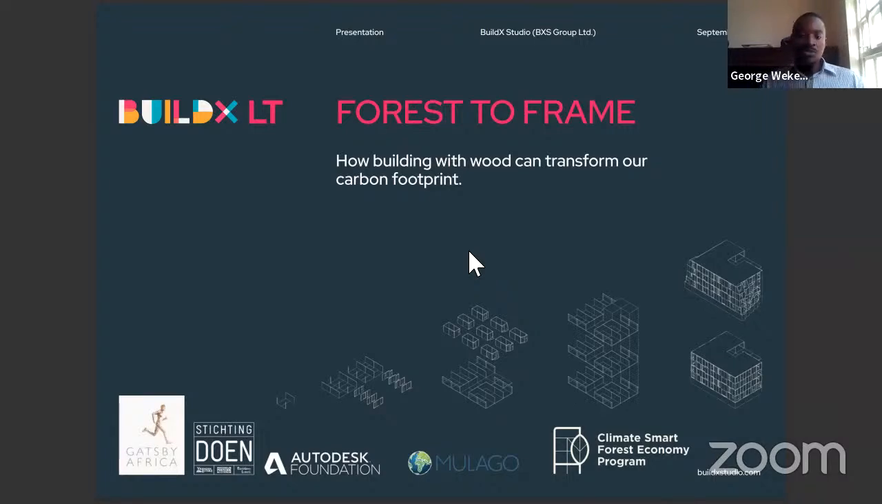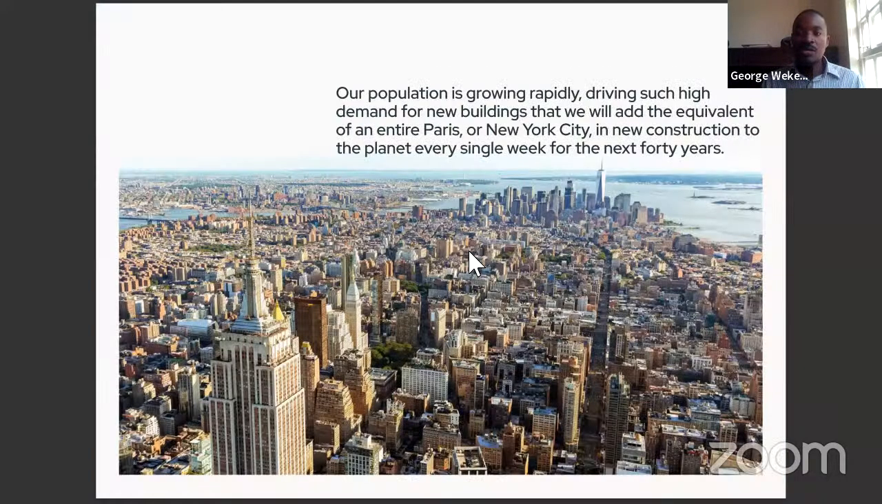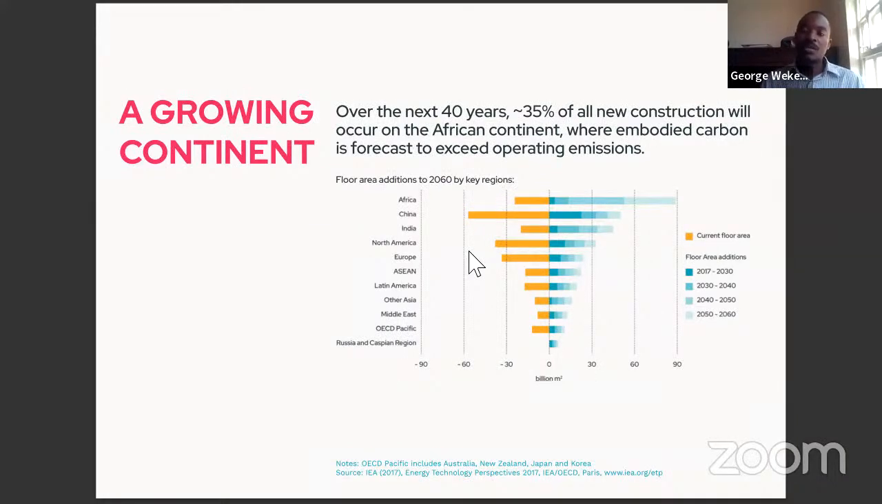So our population is growing really rapidly, and at the pace at which it's growing, we would need the equivalent of an entire Paris or an entire New York to be built on the planet every single week for the next 40 years. And the bulk of this population growth is actually happening on the African continent. We've got 5% of all the new construction to occur on the African continent, which means that our embodied carbon emissions will really shoot up.